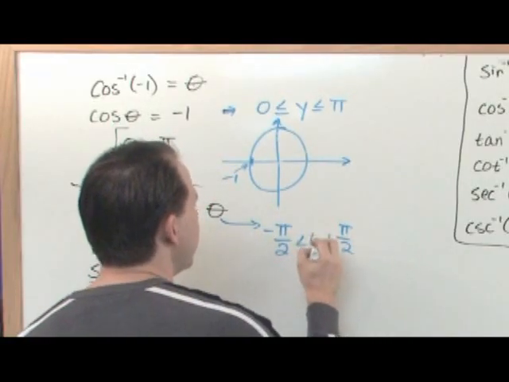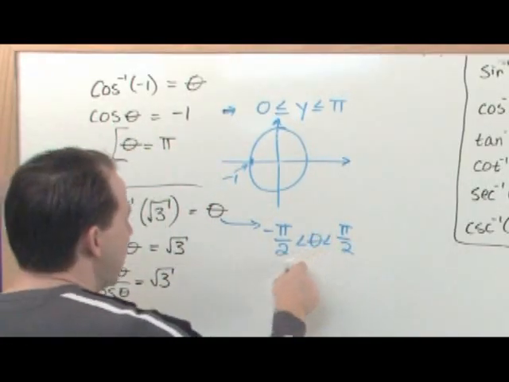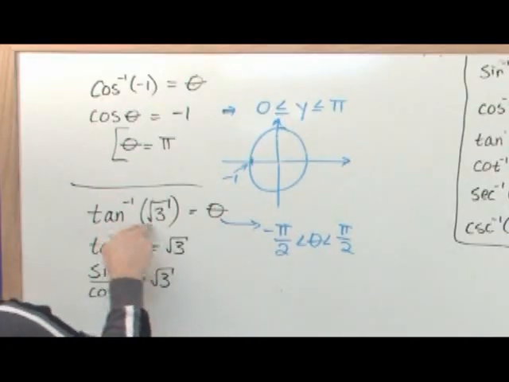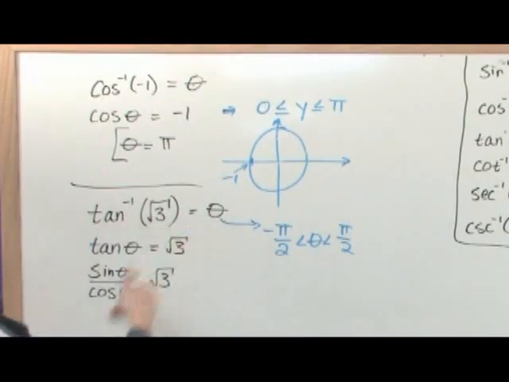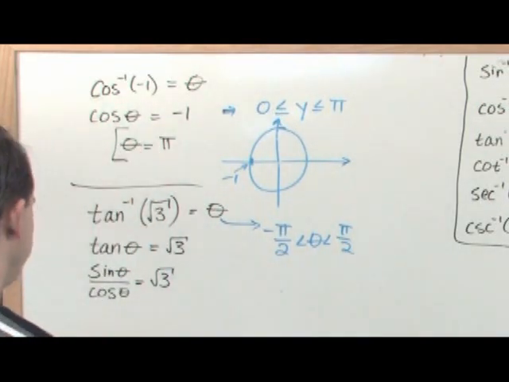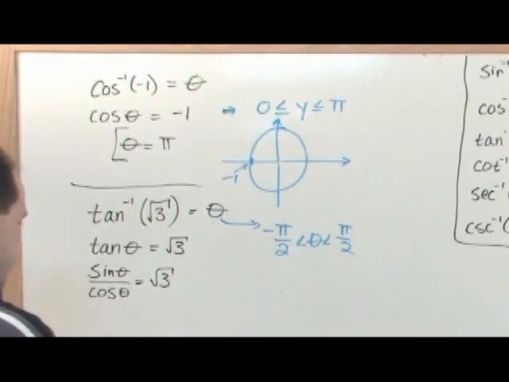It really doesn't matter whatever label you put here, y or theta or whatever it is. It's just saying that whatever number you get as a result of this operation, inverse tangent on a number giving you theta, has got to be between -pi over 2 and +pi over 2. So let's see if we can find that number. Okay, I'll go ahead and switch colors here.